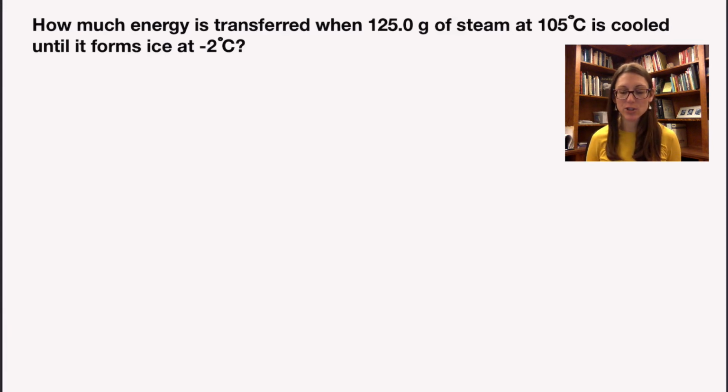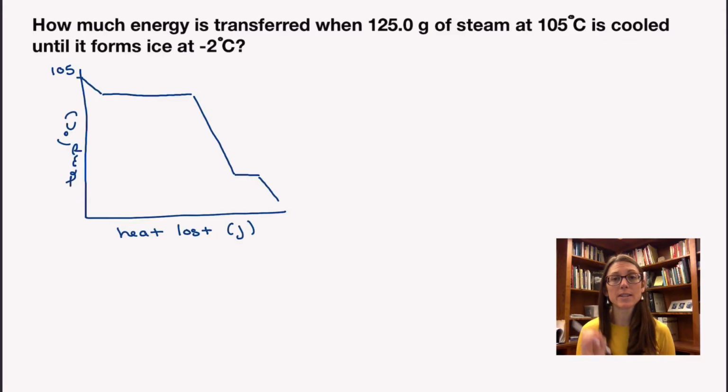Okay, let's take a look at a second example. How much energy is transferred when 125 grams of steam at 105 degrees Celsius is cooled until it forms ice at -2 degrees Celsius? Just like we did last time, begin with the heating and cooling.